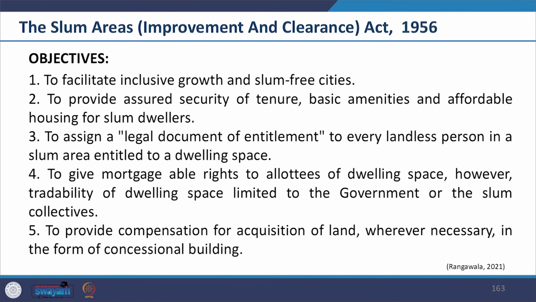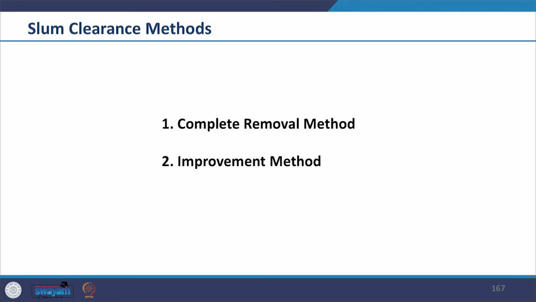In the Indian context, we also have the Slum Areas Improvement and Clearance Act of 1956, which focuses on facilitating inclusive growth and slum-free cities. Then we also focus on slum clearance. We see that there are 2 clear methods of slum clearance, complete removal method and improvement method. We'll look at the second method, the improvement method. If the houses are fairly good, certain steps are suggested like improvement of the street system, filling up of the lowland, modification of the drainage arrangement, removal of obstructing structures and so on.